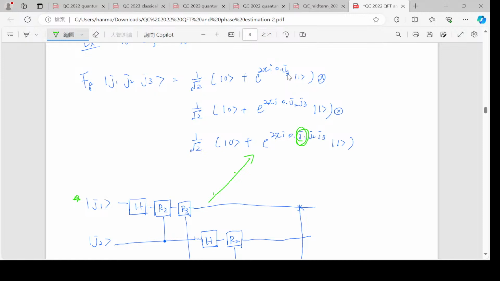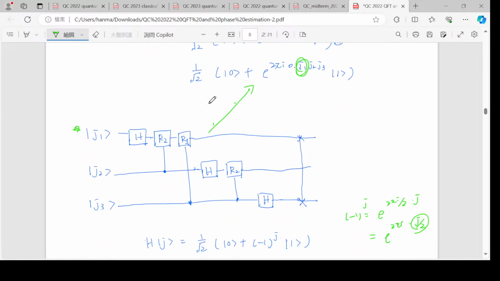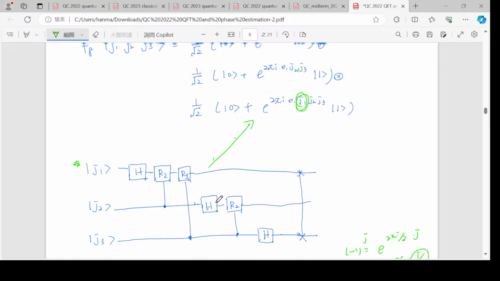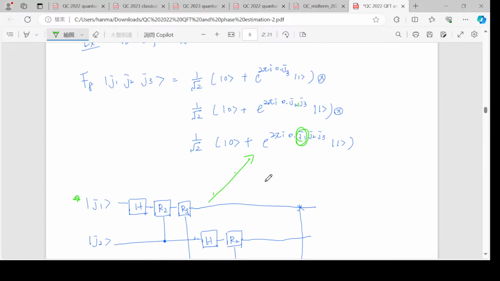But that's okay because all those things don't depend on J1, and J2 and J3 are still intact, and then you can turn J2 into this thing because you have J2 here. So you use J2 on those two things. Okay, and then you turn J2 into this thing, and that's okay because the last thing only depends on J3. You don't have to depend on J2 here.